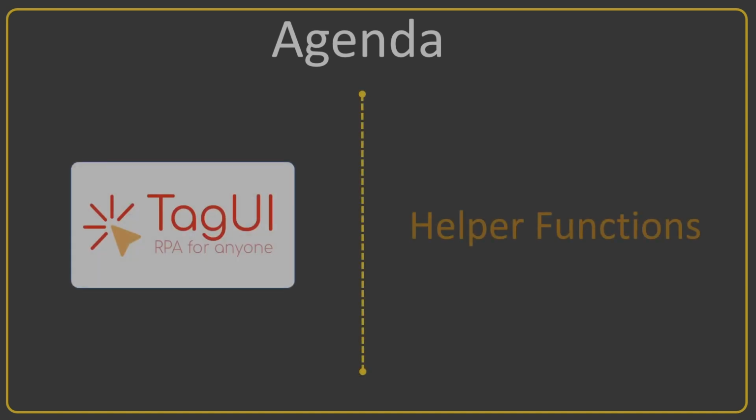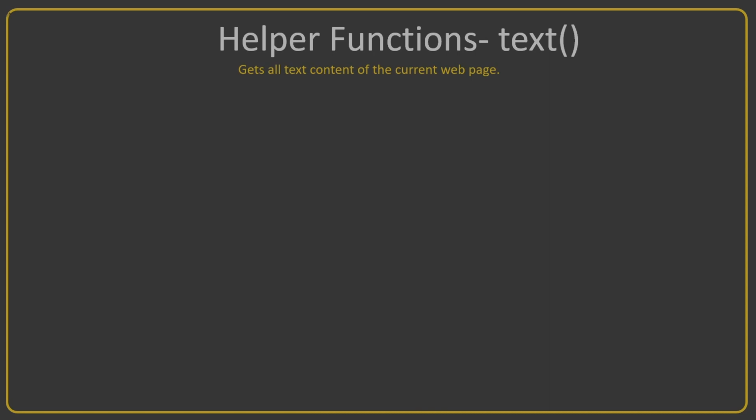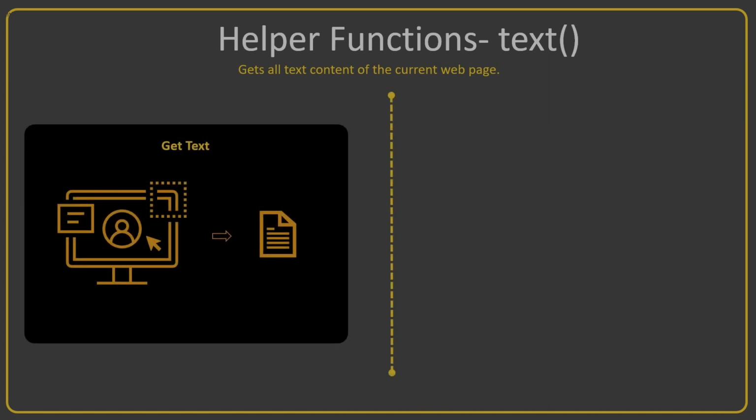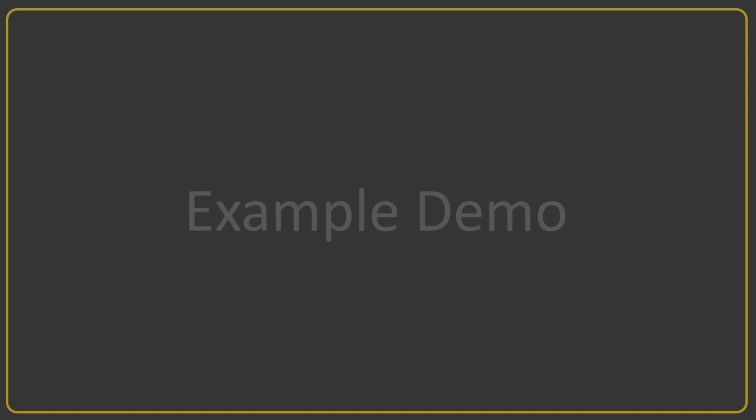In this session, we're going to see helper functions. As part of helper functions, we're going to see text. Text gets all the text content of the current web page and returns it as a text value back to the user. Which is useful for taking any kind of decisions, printing in a file, or just displaying it on a console for logging purposes. It's pretty useful for extracting text content from the screen and taking some decisions on that. So let's see an example or a demo of how to use this in action.